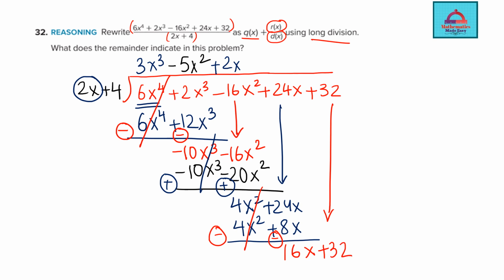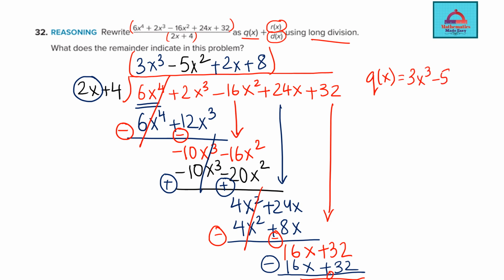Now last step: what should you multiply with 2x to get 16x? Definitely you multiply with 8, and then you subtract, and now 8 multiplied by 4 is 32. So perfect. When you now subtract, the remainder will come out to be 0. So we are done with the long division. We stop, and the remainder is 0. So we've got our quotient and we've got our remainder. Your q(x), which is your quotient, what you get on the top, is 3x cubed minus 5x squared plus 2x plus 8, and your r(x), which is your remainder, is 0.